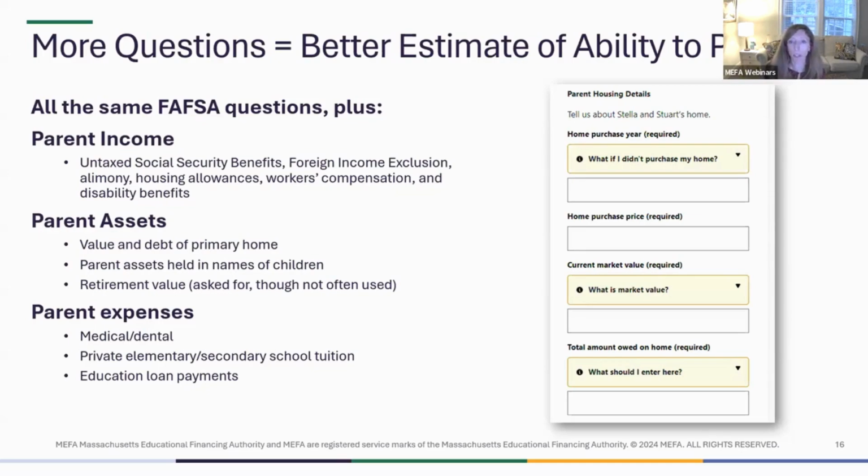And then finally, the profile is going to ask about parent expenses. And this is a question that's very helpful to you because it provides a benefit to you in that they want to know of your assets, of your income, what's going to other expenses. Do you have medical and dental expenses that you need to continually pay? Are you paying private school tuition, either for elementary school or secondary school for your student or any other siblings of the student? And do you have education loan payments of your own or for older children? They want to help you out and know, okay, well, they have this income and assets, but they also have these other expenses. And so that's going to help you out to answer those questions and provide that information.